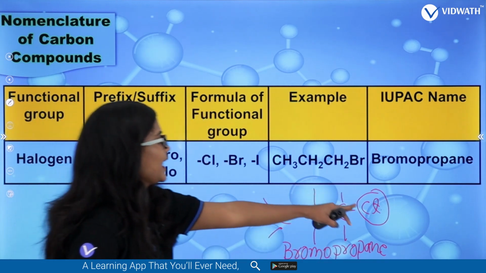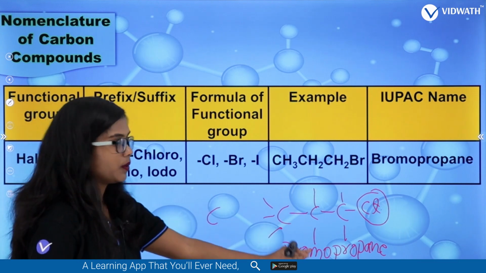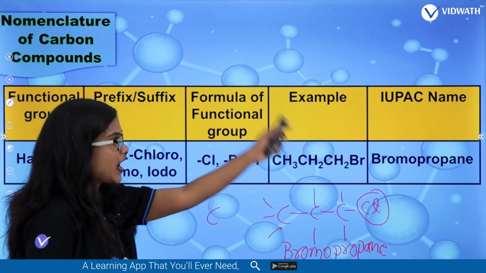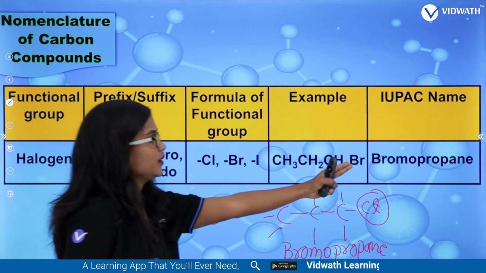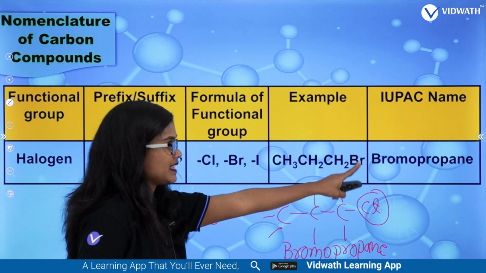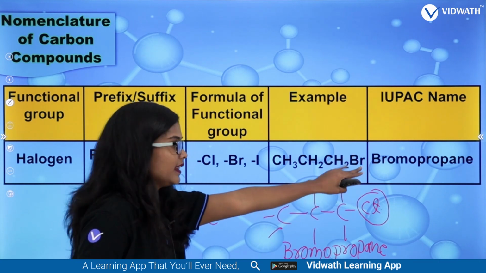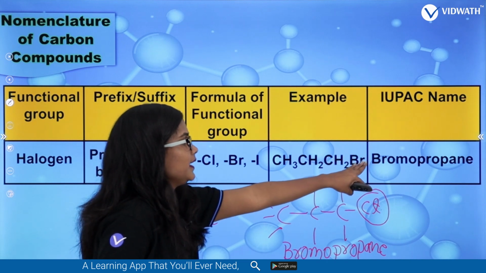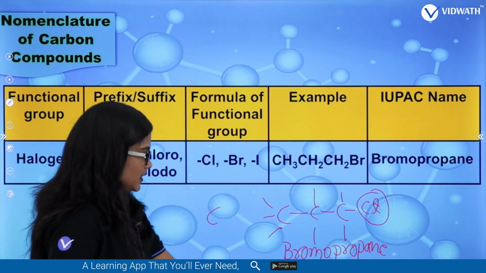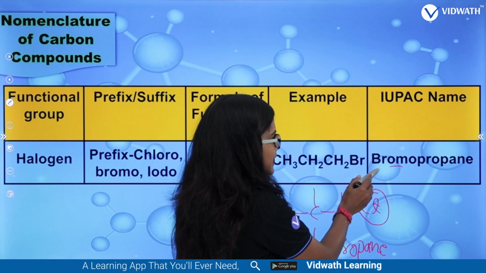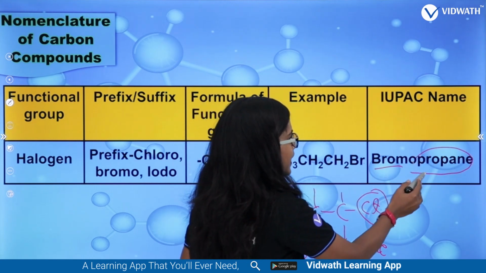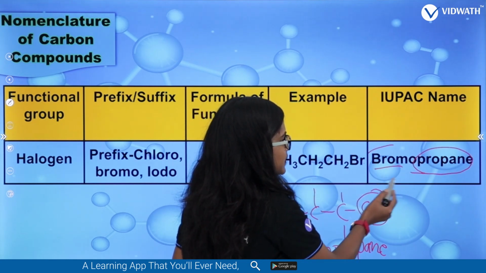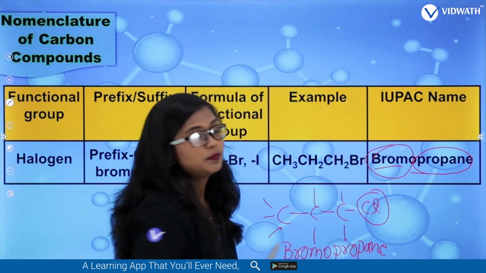Chloropropane. If it is I, we call it iodopropane. Clear? So this is how we name this functional group. When a halogen functional group is present in a hydrocarbon compound, we name it by using it as a prefix. The remaining part will be the suffix. While naming, we use it as a prefix.